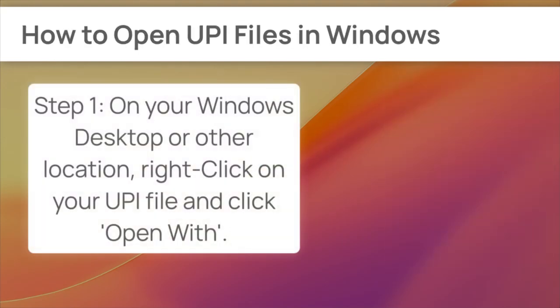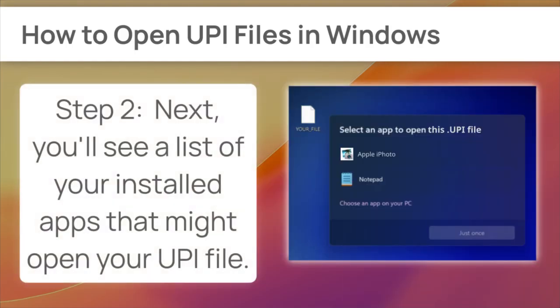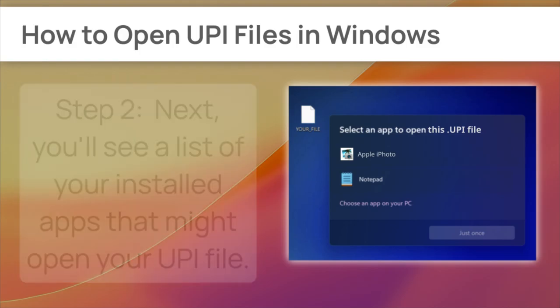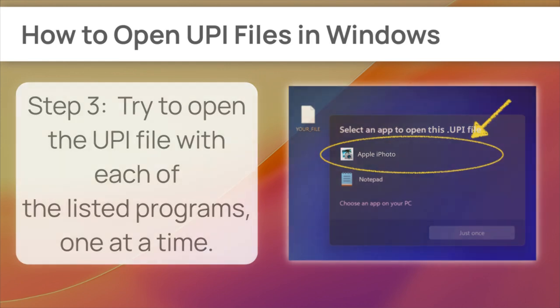The very first step is to check which program successfully reads the file's header. Right-click the UPI file and click Open With. Test Apple iPhoto if present. If it is unavailable, select another program. We need to check every option.